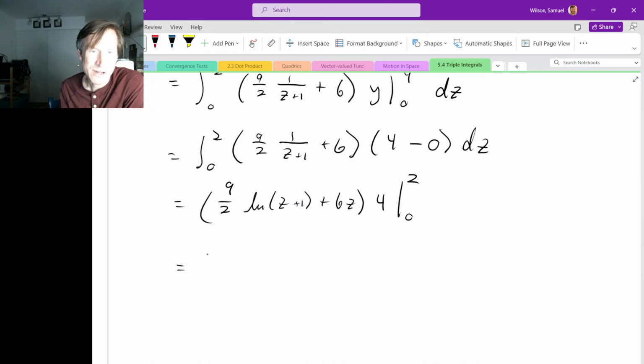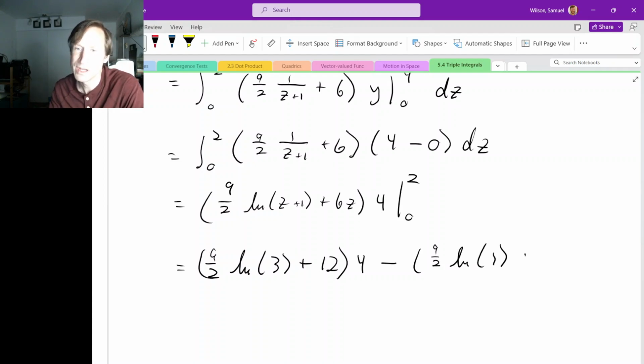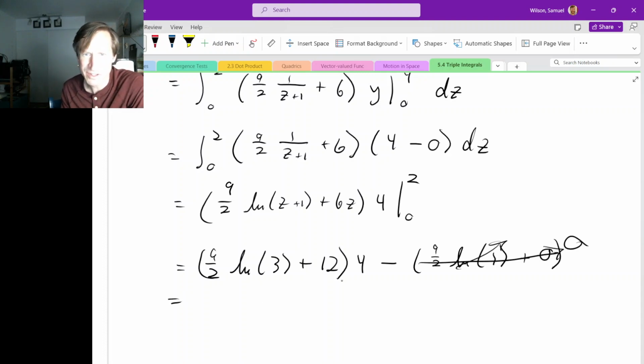So now plug in our bounds. 9 over 2, natural log of 2 plus 1 is 3, plus 6 times 2 is 12, all times 4, minus, and now let's plug in 0. We get 9 over 2, natural log of 0 plus 1, so that's 1, plus 6 times 0. Natural log of 1 is 0, so actually this whole piece is 0. And so we're just left with, distribute the 4, 18 natural log 3 plus 48.